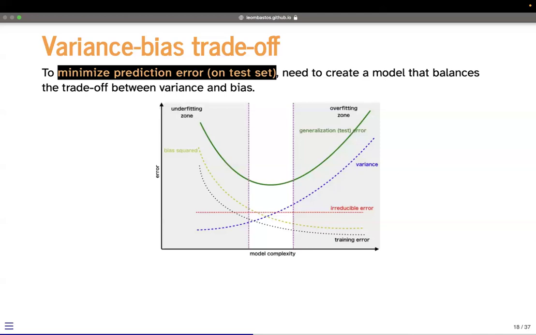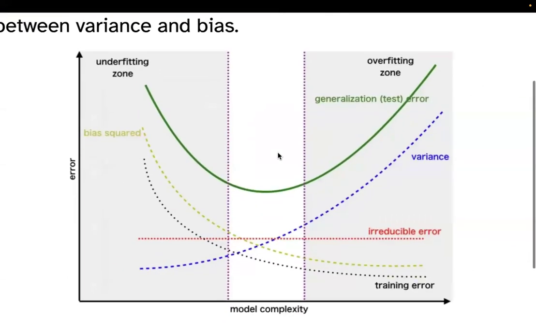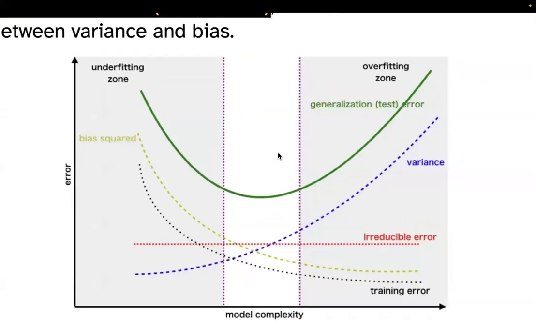So this plot here really summarizes it, and it has a lot of stuff going on. I want to make sure that I walk you through this more slowly. So our goal here is to minimize the prediction error on the test set. So remember, test set, right? That has not been seen by the training phase of the model. For that, we need to create a model that balances well variance and bias. So let's just dive into this diagram a little bit and explain what's going on.